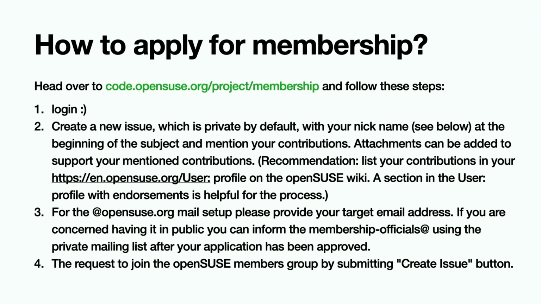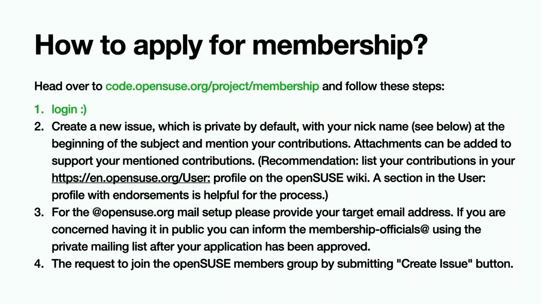So imagine this. To become a member, you need to go on code.opensuse.org/project/membership. Now, code.o.o is actually Pagure under the hood. Pagure is an open source code hosting platform. It's mostly used like a Git alternative, GitHub kind of alternative, but we are using it only to create issues and to keep track of who has requested for membership, and other membership officials can comment on that whether something is missing.